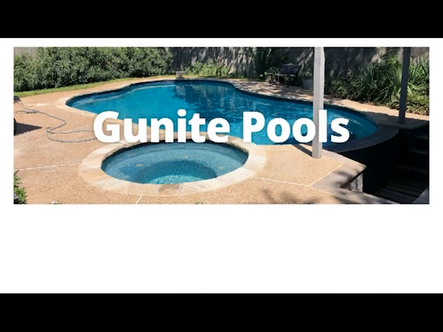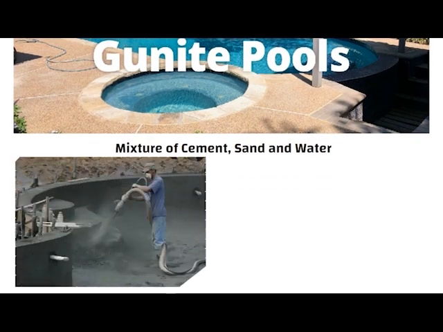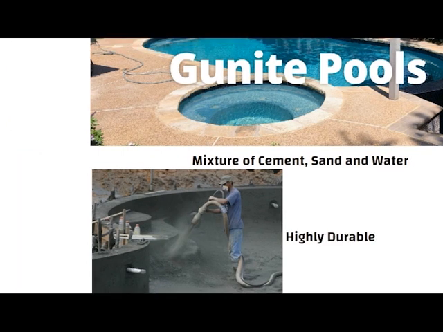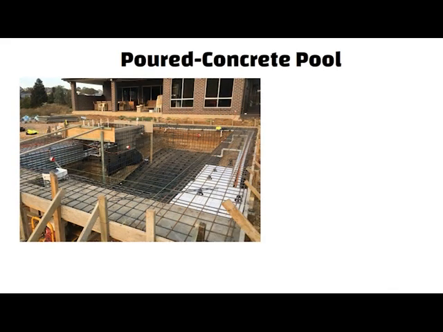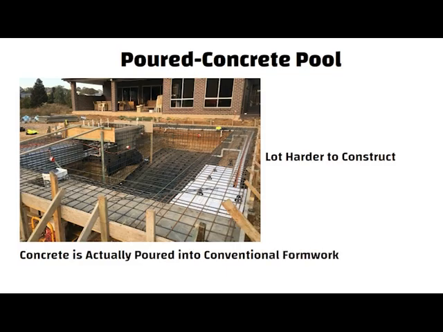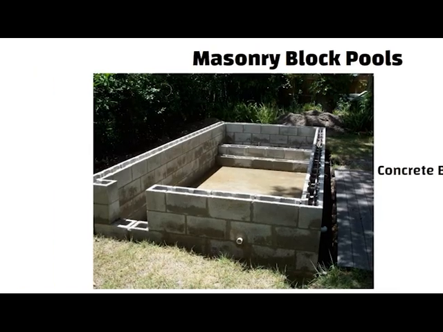Gunite pools. Gunite is a mixture of cement, sand and water which is applied through a pressure hose and produces a dense hard layer of concrete. These pools are highly durable. Poured concrete pools. Poured concrete pools are similar to gunite pools, but they are a lot harder to construct. Instead of spraying concrete material around a rebar framework, concrete is actually poured into conventional formwork. Last one is masonry block pool. They are constructed with concrete blocks.